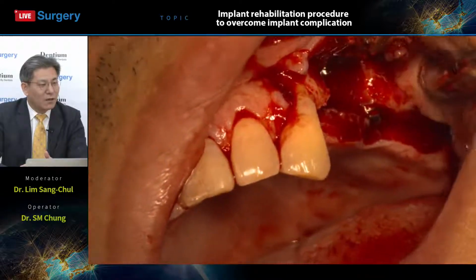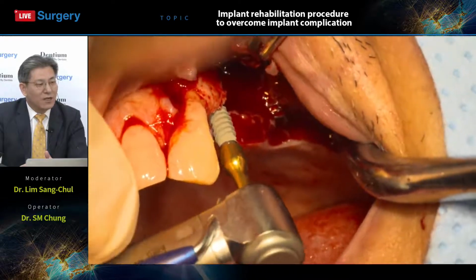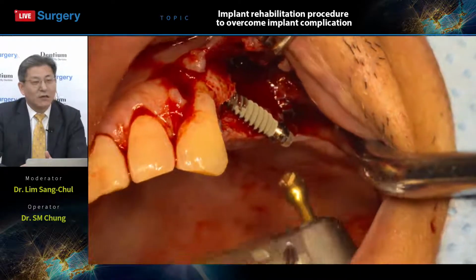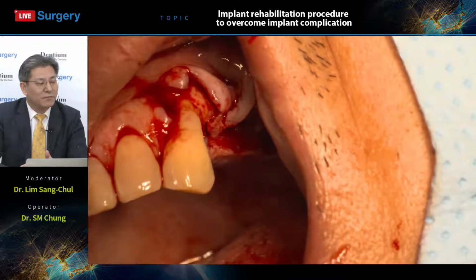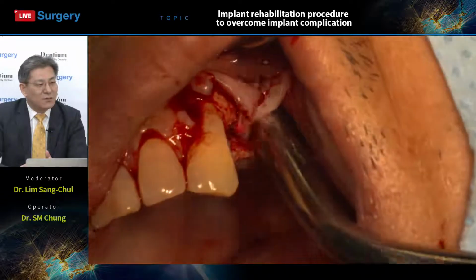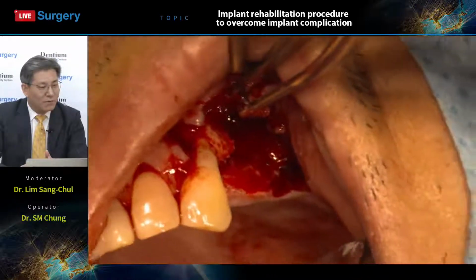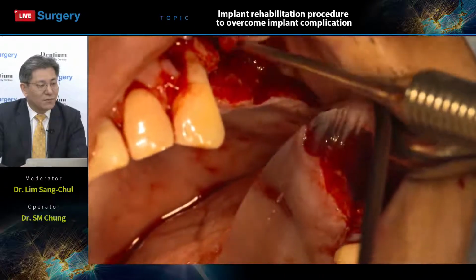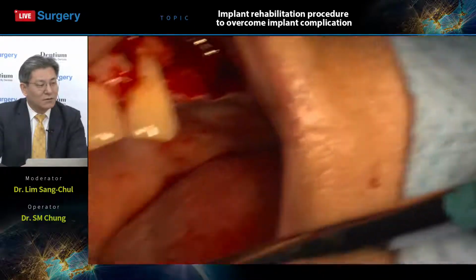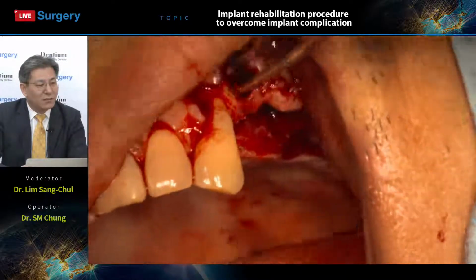The diameter is 3.0. Okay, so now the installed implant is 3.0. Yeah, the 3.0 implant. It is difficult to have fixation, the initial stability. A little bit collapsed. Okay, then you want to try again.